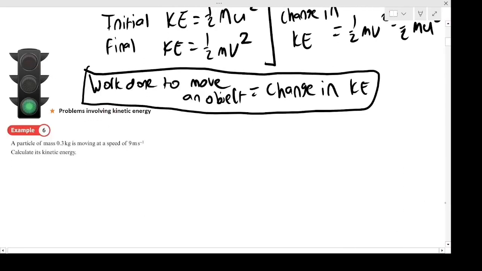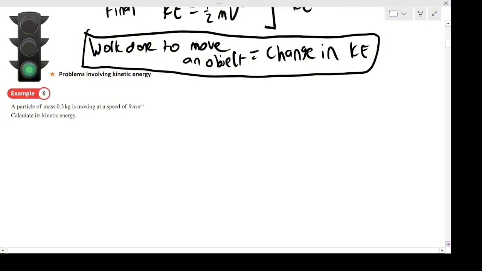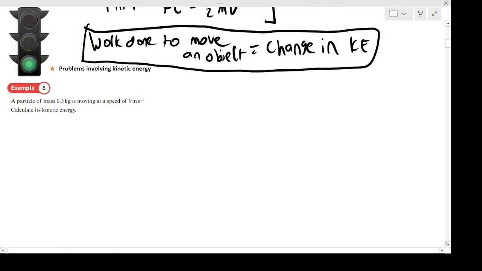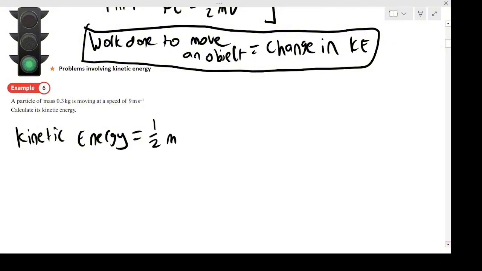So let's have a look at some examples. Firstly, I'm told a particle of mass 0.3 kilograms is moving at a speed of 9 meters per second. Calculate the kinetic energy. Well, this is just using the formula, because remember, the kinetic energy, which you do need to know, it's not in any formula book, but hopefully it's simple enough, is half mv squared.